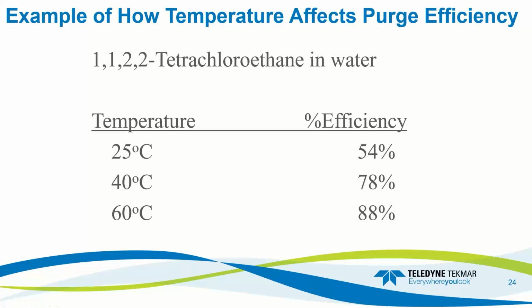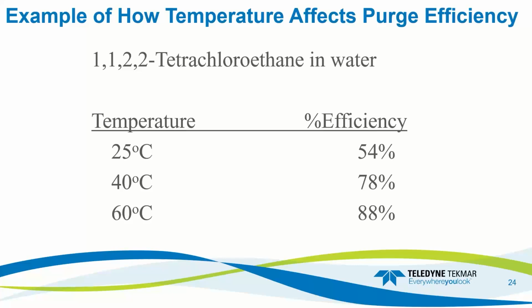All right, and as we can see here with 1,1,2-tetrachloroethane in water, displayed are various purge temperatures and percent efficiencies. And you can see from the temperature jump from 25 to 40 degrees C, you can see a 24% increase in efficiency, but from 40 degrees C to 60 degrees C, we only see a 10% increase in efficiency. So what we see here is an opportunity for method optimization.